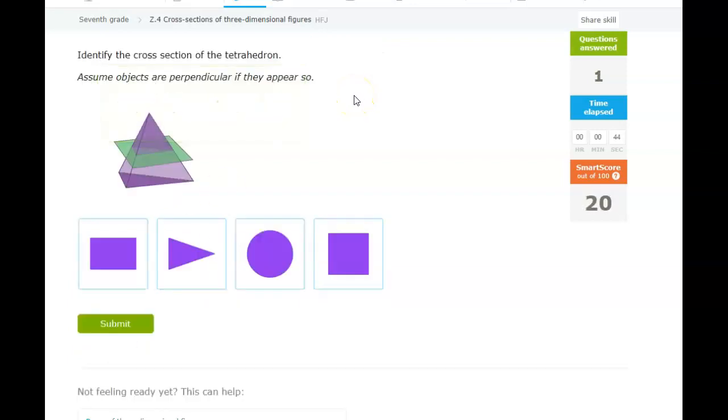So again, you start off with this, looks like it's a, does it tell us what it is? It's a tetrahedron.